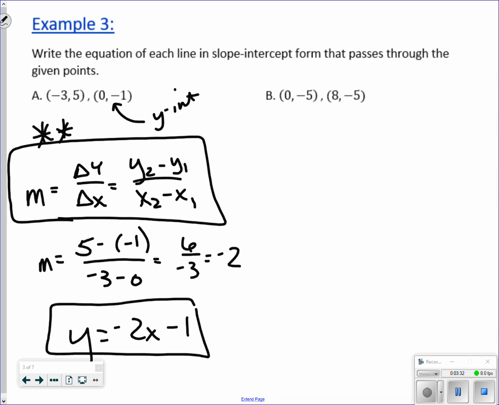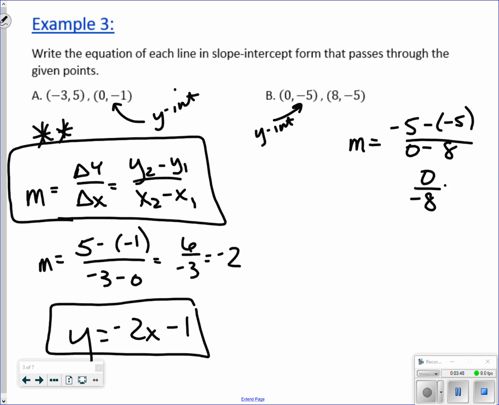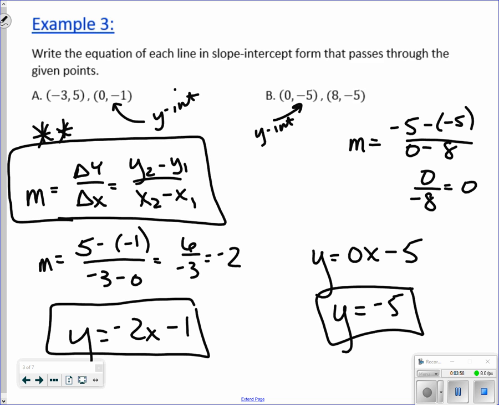So y equals mx plus b. Again, they're telling me the y-intercept is one of my points, so now I just have to find the slope. Y minus y over x minus x. I get a 0 on top, which is fine. I'm not going to count it wrong, but it's unnecessary to have the 0 as part of the equation because ultimately 0x is just 0. So that's a horizontal line again, going straight across at -5.